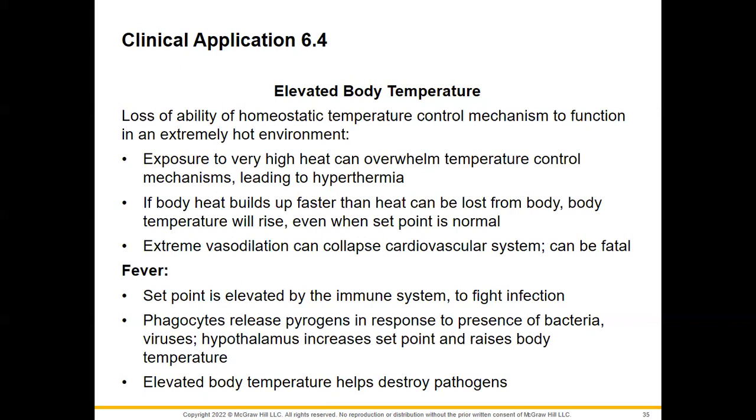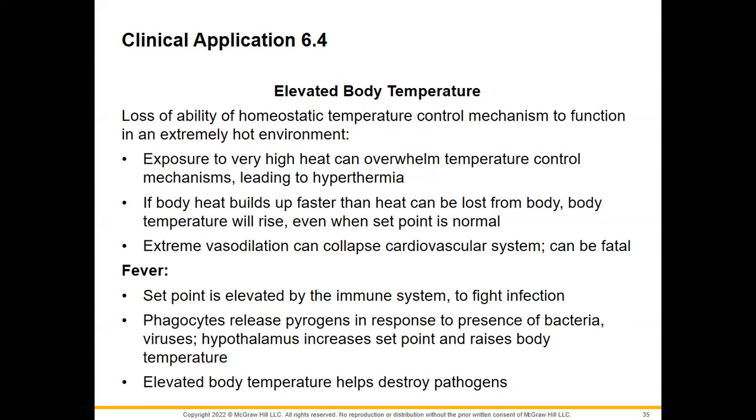Elevated body temperature. This is another of the clinical applications that you should probably be familiar with. It is the loss of the ability of the homeostatic temperature control mechanism to function in an extremely hot environment. Exposure to very high heat can overwhelm the temperature control mechanisms of the body, and that will lead to hyperthermia. If the heat in the body builds up faster than the heat can be released from the body, then body temperature will continue to rise because the body is holding on to more heat than it wants to.